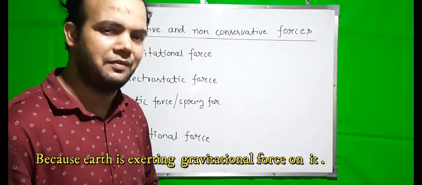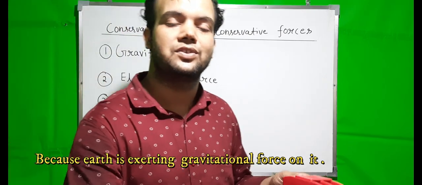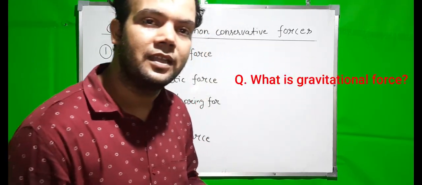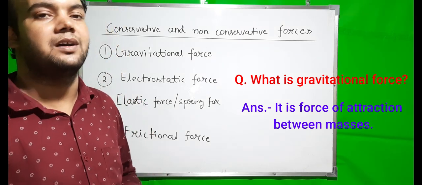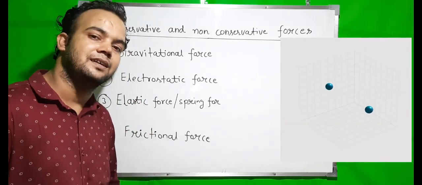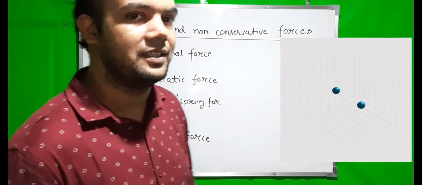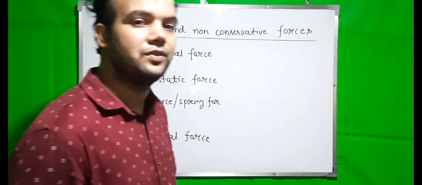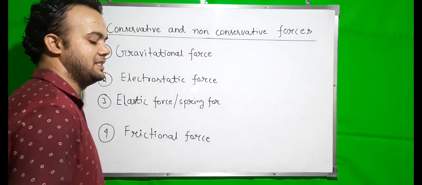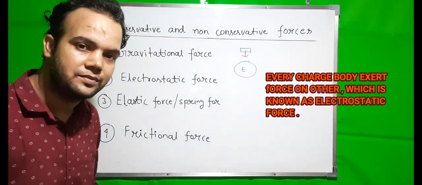The answer is, everybody knows the answer, because gravitational force is acting in the downward direction. Now what is gravitational force? The answer is every mass attracts other masses, and this force is known as gravitational force. So gravitational force is the force acting between masses. Now the second is electrostatic force.